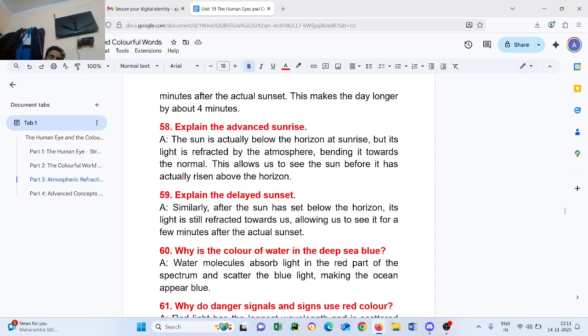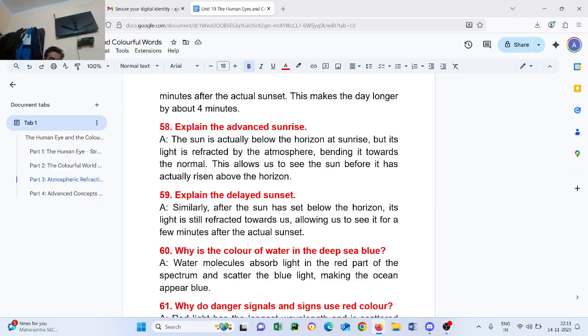Now, question number 59. Explain the delayed sunset. Similarly, after the sun has set below the horizon, its light is still refracted toward us, allowing us to see it for a few minutes after the actual sunset.